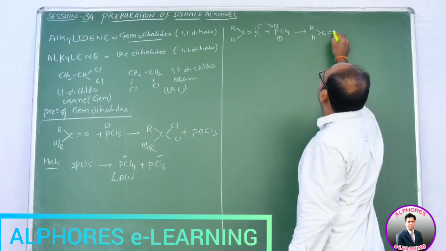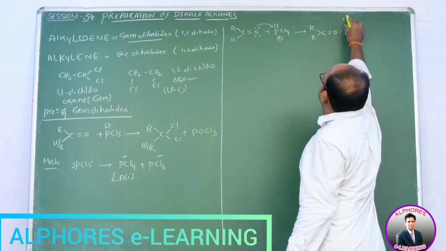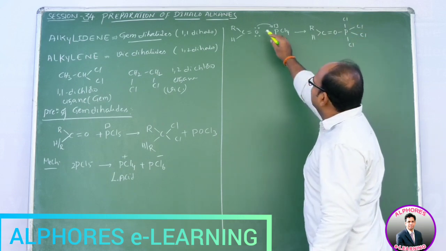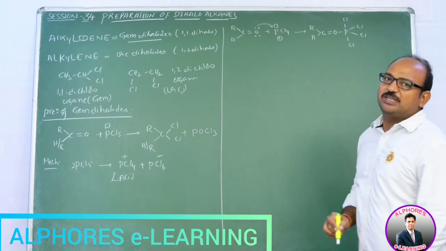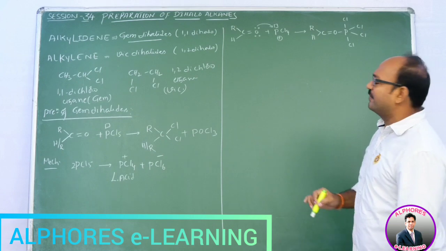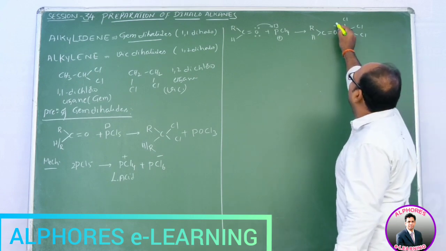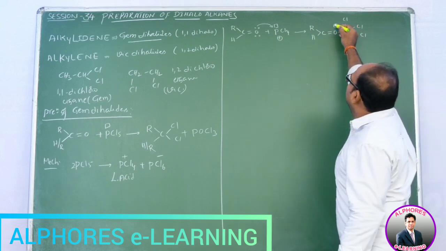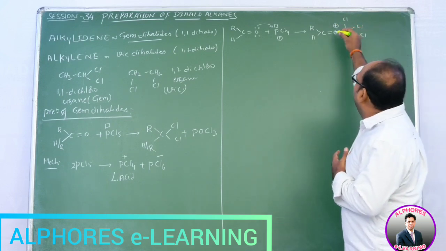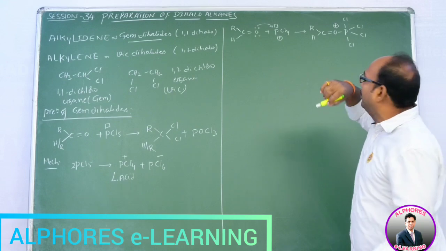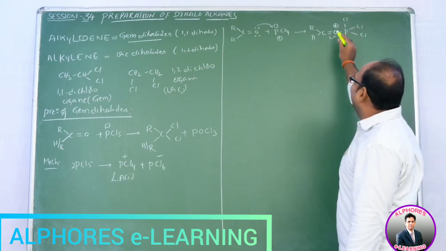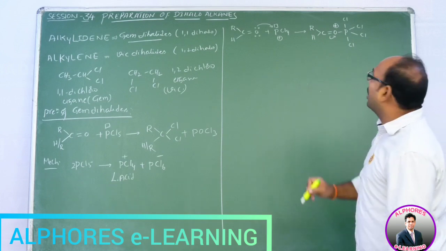RC=O-phosphorus-Cl. Because oxygen donates an electron pair to the positively charged phosphorus, that positive charge disappears from phosphorus and appears on oxygen. Oxygen, being more electronegative, bearing a positive charge is highly unstable. Then it pulls the pi electrons towards itself, and as a result the positive charge appears at carbon.